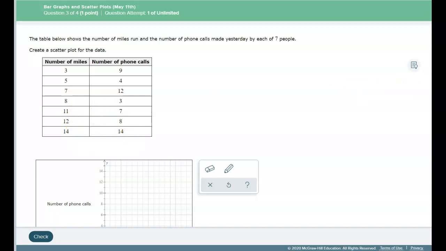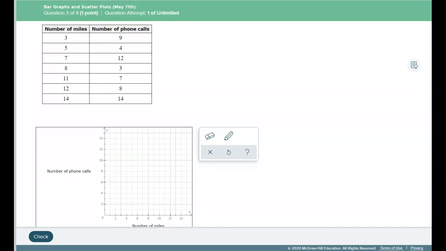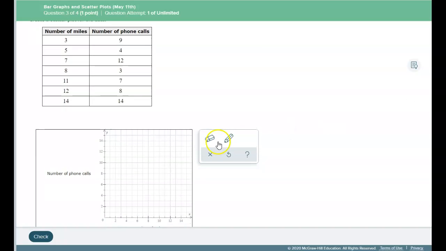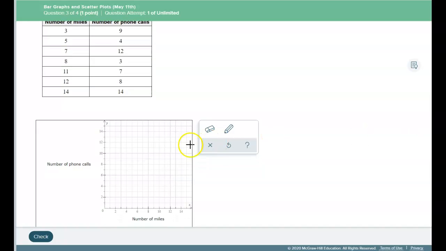And a scatter plot is just when I'm going to plot each of those data points on my graph below. And you can tell that the graph is labeled on the axes. The Y is number of phone calls, so that would go along with this category, number of phone calls. And the X is number of miles, which would go along with this side. And you want to make sure you get your pencil on here to plot.